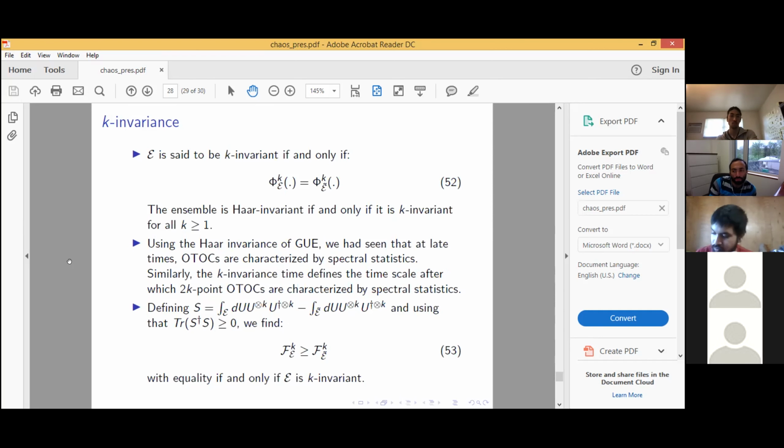So maybe we should, yeah. I should have included a graph here as well. So it turns out that, unlike the frame potentials, the K invariance is monotonically decreasing at late time. So K invariance is defined as F of E minus F of E tilde. As we had mentioned, the time at which we see K invariance is a sort of time scale after which all the physics can be said to be captured by random matrix theory.